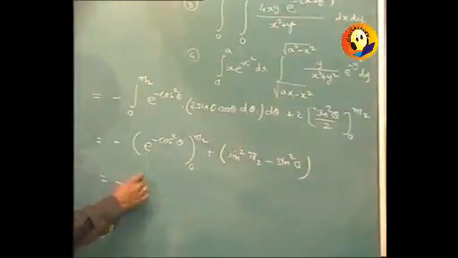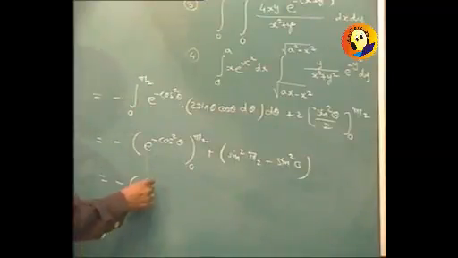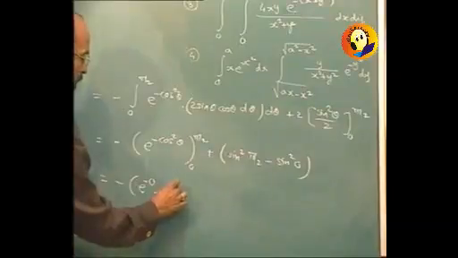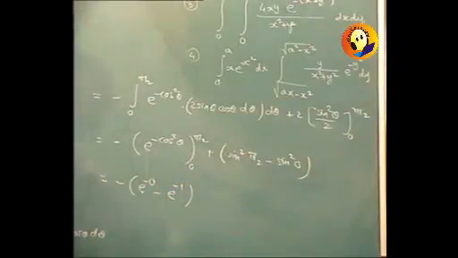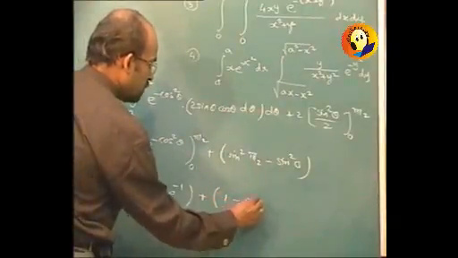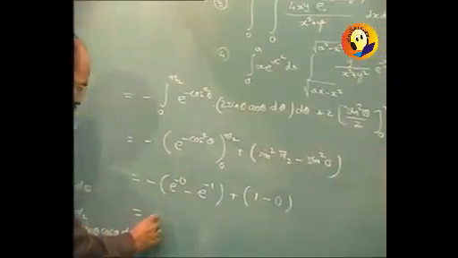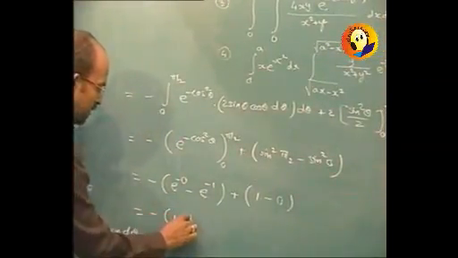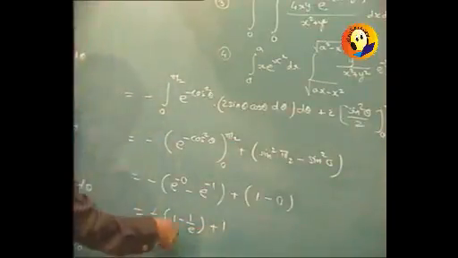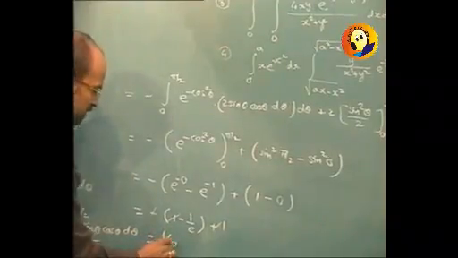It will be minus e raised to minus cos square pi by 2, cos pi by 2 is 0, minus e raised to minus 1, that is the first term, plus into bracket sin pi by 2 is 1 minus 0. Ultimately the answer will be minus into bracket 1 minus 1 upon e plus 1. So minus 1 plus 1 will cancel out here and the final answer is 1 upon e.